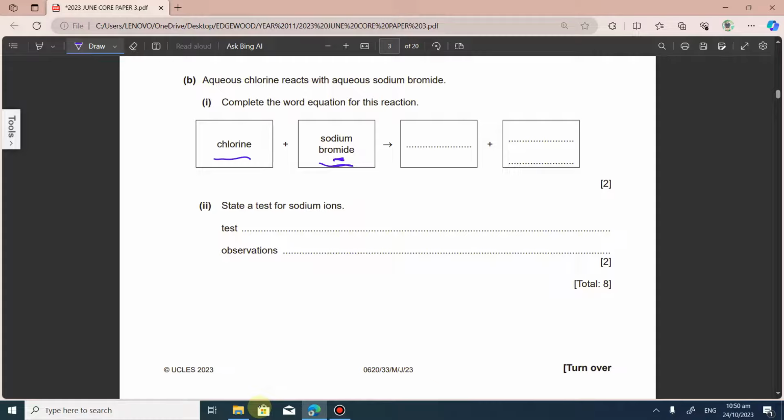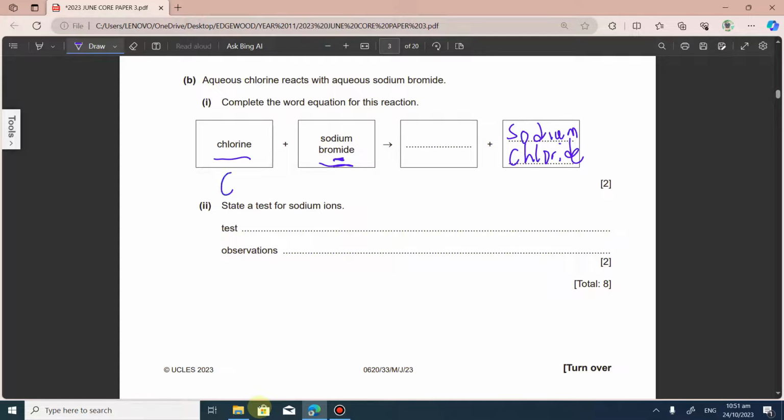So we're going to have a product as sodium chloride. Let's have it on the other side because there's a space for sodium chloride. So we have sodium chloride. Now, sodium chloride is formed because we are looking at a formula like this.